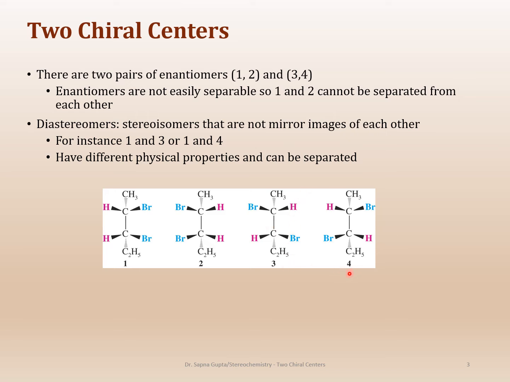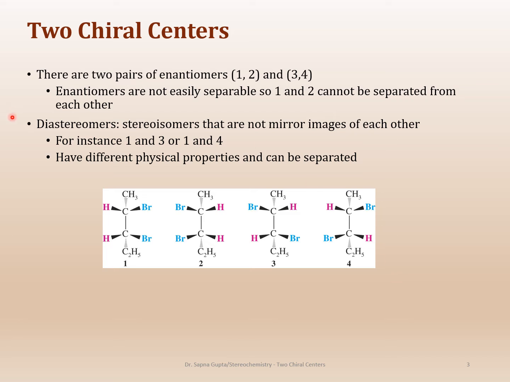So 3 and 4 are mirror images, 1 and 2 are mirror images. So 1 and 2 are enantiomers, 3 and 4 are enantiomers. However, 1 and 3 are diastereomers, 2 and 4 are diastereomers, 2 and 3 are diastereomers. That's the relationship between diastereomers, which means they're not mirror images of each other, but they're still related in some ways. So diastereomers are stereoisomers of the same compound, but not mirror images.